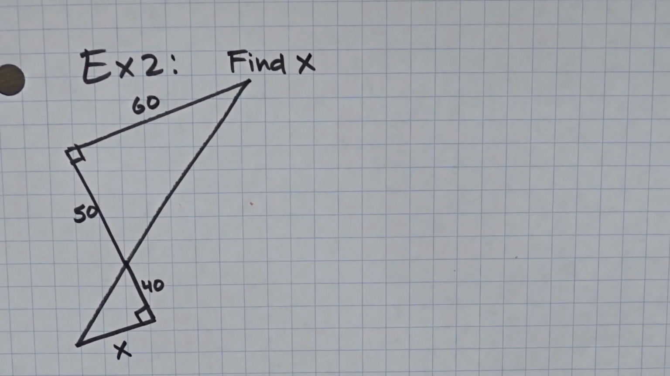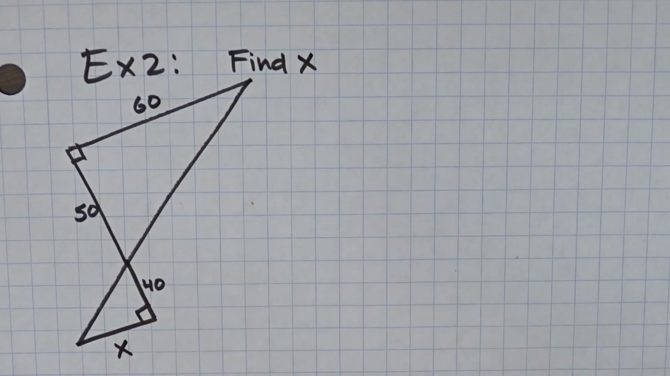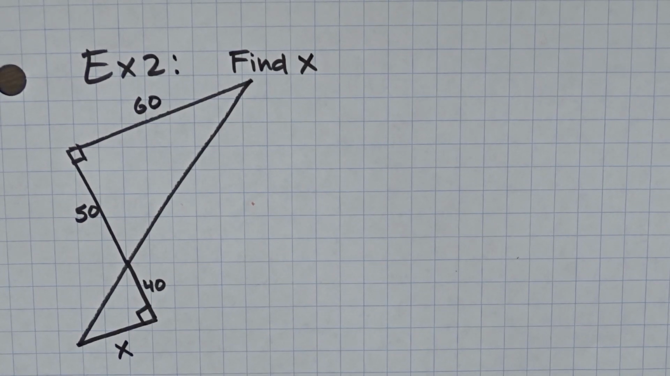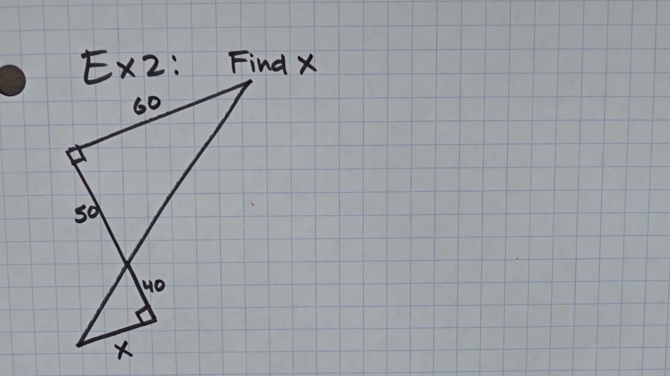Now, we need to identify these as similar triangles. The only way I can start setting up a proportion with my corresponding parts is if I'm going to assume that these triangles are similar, meaning they're the exact same triangle, just different sizes. So what we've learned in the past is if you have two pairs of congruent angles, we can conclude that these two triangles indeed are similar.